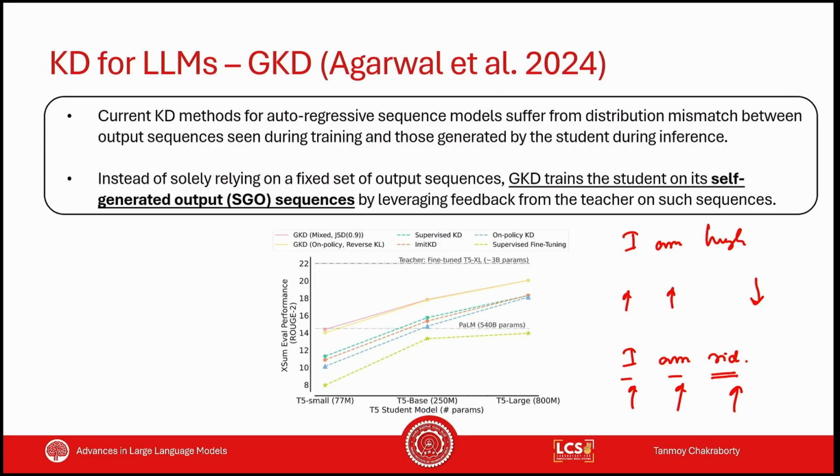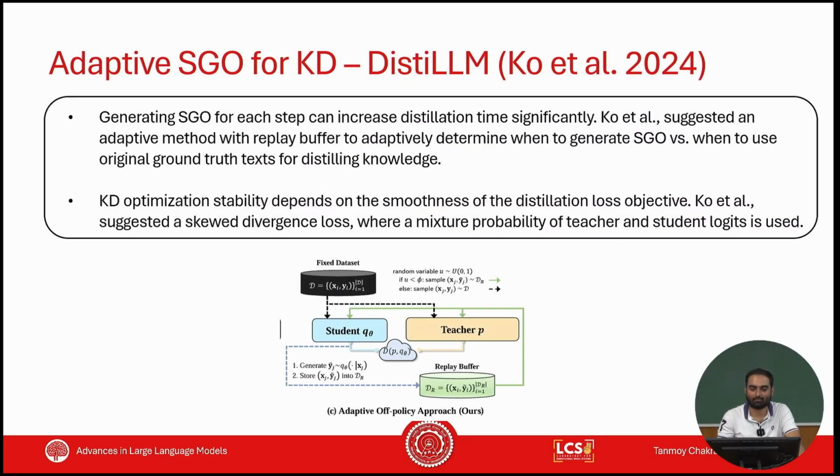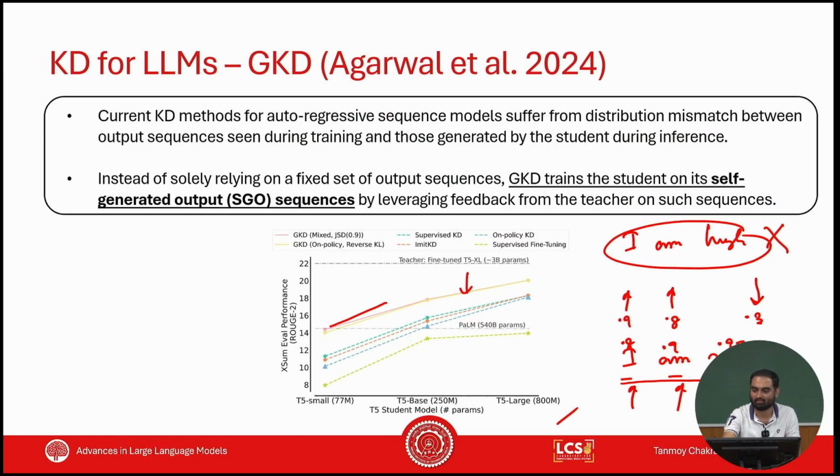Okay. Now in the figure you see here, this is the performance of GKD, and GKD with different variations, with on-policy, with mixed policy, with supervised KD, and so on. GKD always outperforms the others. The follow-up paper is from 2024, as you see, all the papers are recent papers, right? Now, what is SGO? SGO is called self-generated output. Self-generated output is the output generated by the student model.